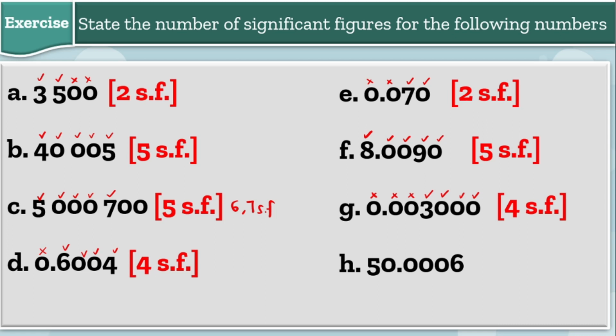And the last one, H, 50.0006. So it is counted this way. 1, 2, 3, 4, 5 and 6. All are counted because all these zeros are between the non-zero digits. So it is 6 significant figures. I hope all of you can get all correct.